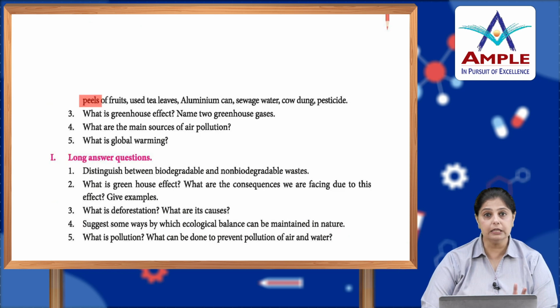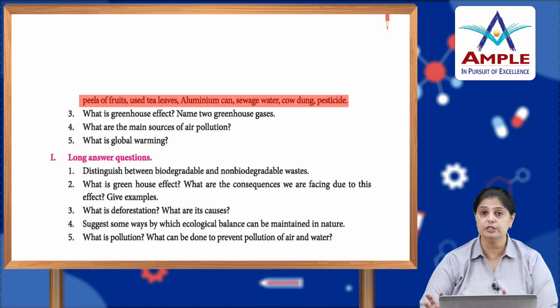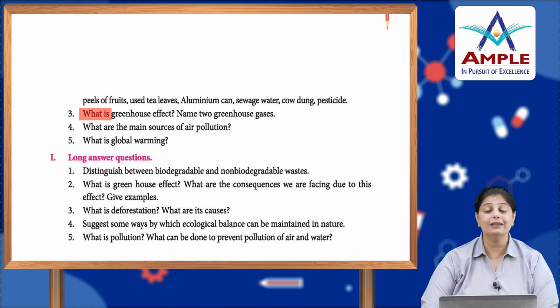Then you have to classify the following substances into biodegradable and non-biodegradable substances. Okay. Like the peels of fruit, used tea leaves, aluminium can, sewage water, cow dung and pesticide. Distinguish, okay, differentiate and put them in the respective thing, whether it is biodegradable or non-biodegradable. What is greenhouse effect?